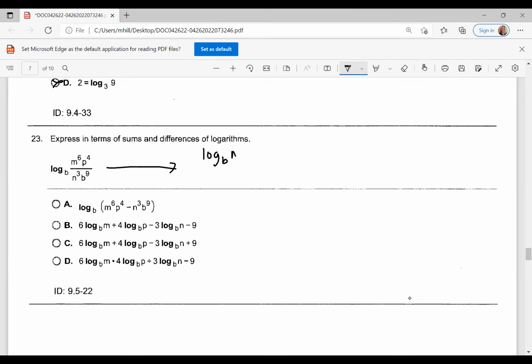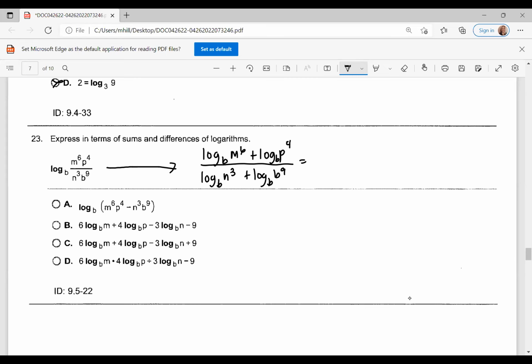So log base b of m to the 6th plus log base b of p to the 4th. That's what we'd have on the top. And on the bottom, we would have log base b of n to the 3rd plus the log base b of b to the 9th.